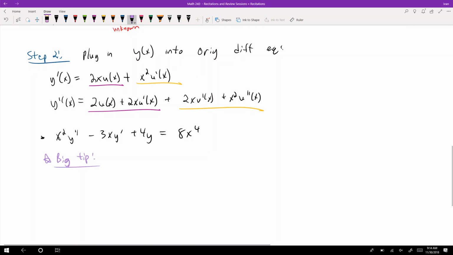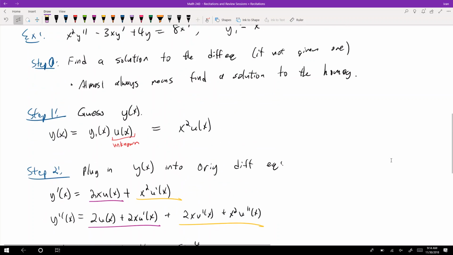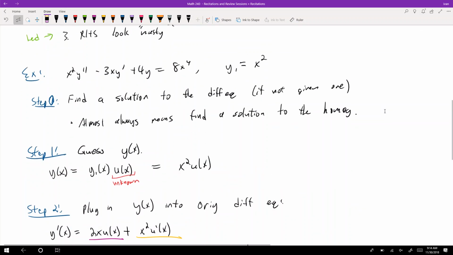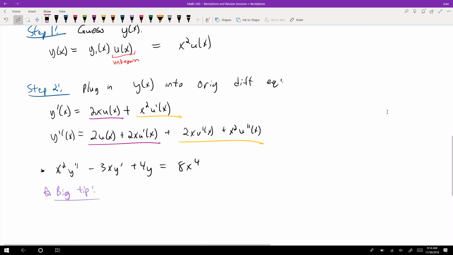All right, and this is where we can simplify our algebra somewhat. The entire idea of reduction of order was to reduce our diffq into one of order below it. So we want to take our second order differential equation and reduce it to a first order differential equation. Well, if we just blindly plug in y, y prime, and y double prime, you're going to see that we result in another second order differential equation, because instead of just having y's, now we call them u's, and nothing changed.